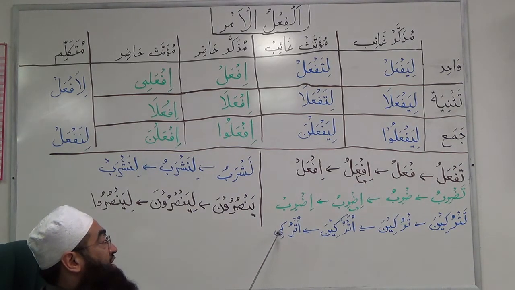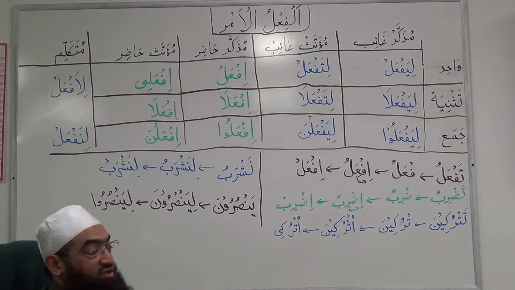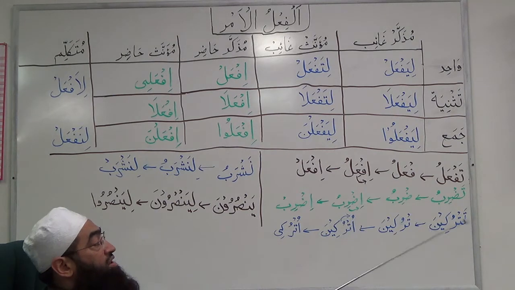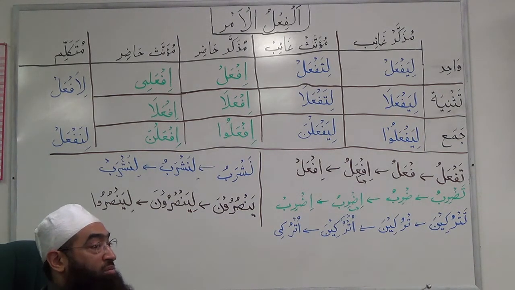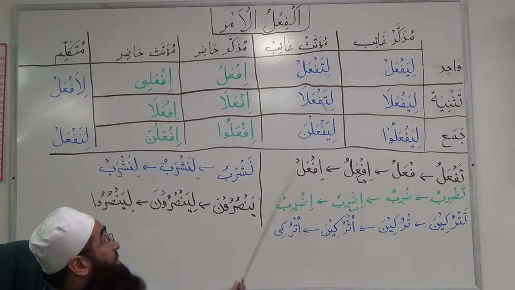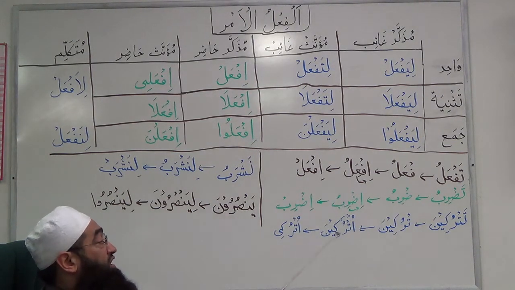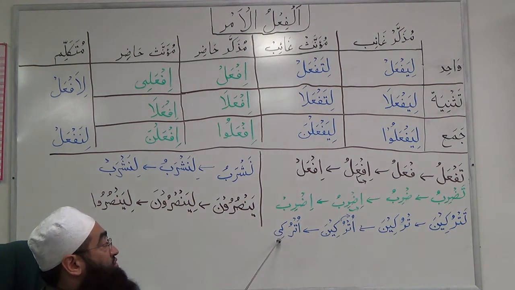So how do you make it majzoom in tatrukina? You drop the noon and it becomes utruki. Just like lam would drop the noon and it would become lan tatruki. In the same manner, al-fi'l al-amr, when it comes, then it also drops the noon, so it becomes utruki.